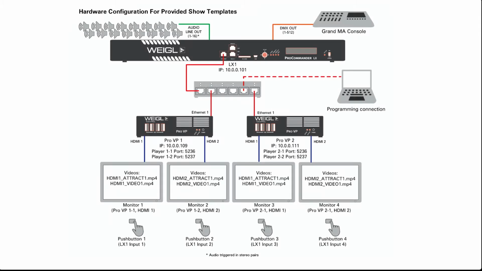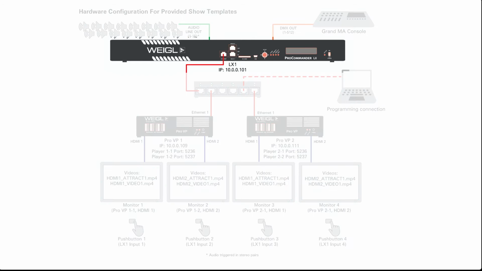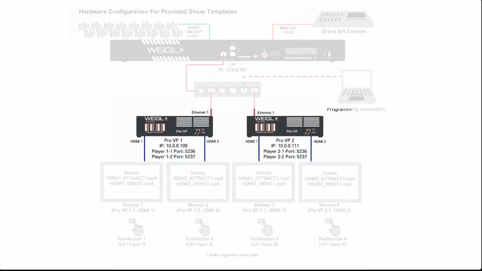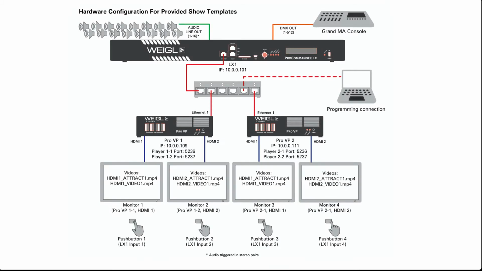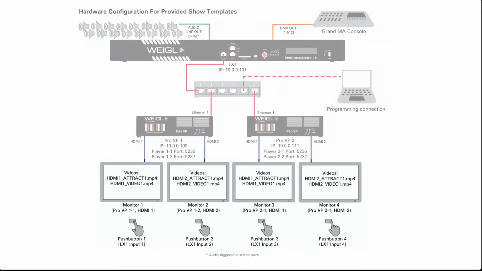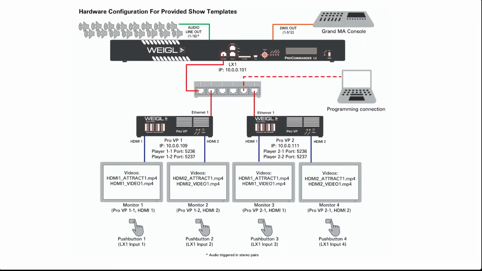Let's now look at the conductor templates we have provided, which consist of 5 shows for use in our sample setup of a ProCommander LX and the 2 ProVPs we configured in the previous section. 4 of these shows will be triggered via Pushbutton inputs 1 through 4 out at each scene, and the 5th show is a startup show to set the video players to loop, as well as include any other desired lighting or audio track playback for each scene upon system boot up.